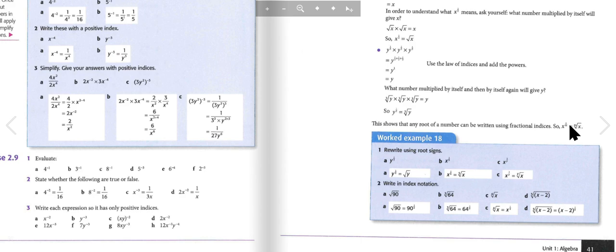Rewrite using root signs. y to the power of a half, x to the power of a fifth, x to the power of 1 over y. And write these in index notation. The square root of 90, the cube root of 64, the fourth root of x, the fifth root of x minus 2.